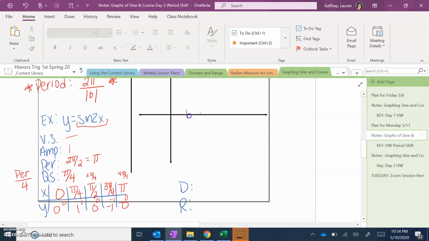So now, when I break this up, I'm at 0, 1, 0, negative 1, 0. Now the normal sine graph went to 2 pi. I'm going to show you in Desmos in a second what this did to our graph. Our domain is still negative infinity to infinity, and our range in this one is negative 1 to 1, because that's my high and low y value.